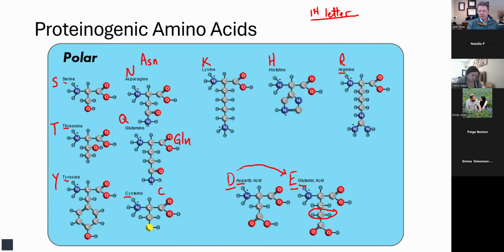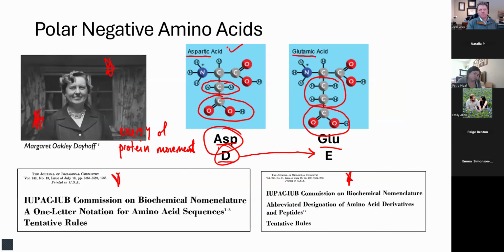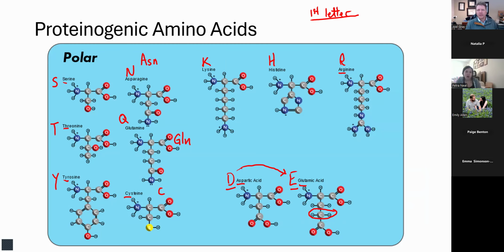So to put it simply, the rules for the three-letter codes and one-letter codes are all here, but essentially that's what it is. And that captures most of the amino acids. It's like, is the first letter used, or is there a phonetic pronunciation that uses a good letter alternative, something other than the first letter?